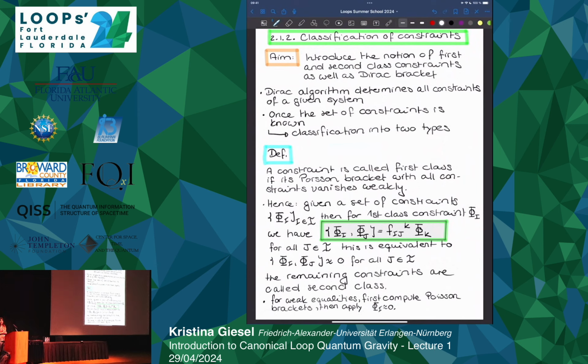Okay, before I continue and tell you something about the classification of these constraints, are there any questions so far? I see one in the back and one in the front.